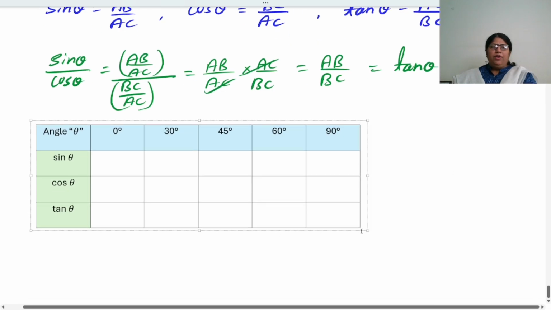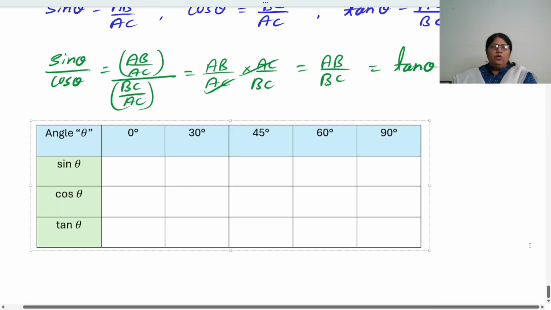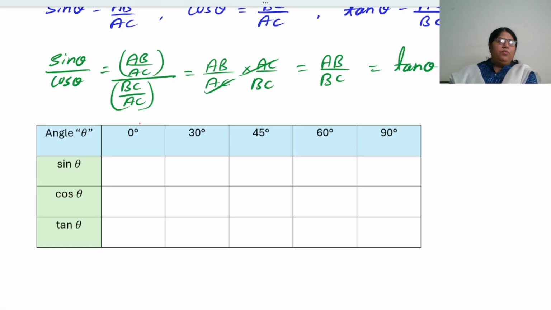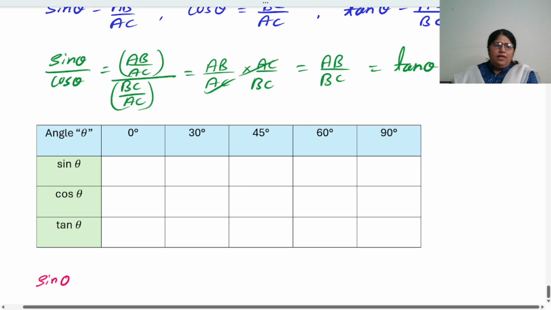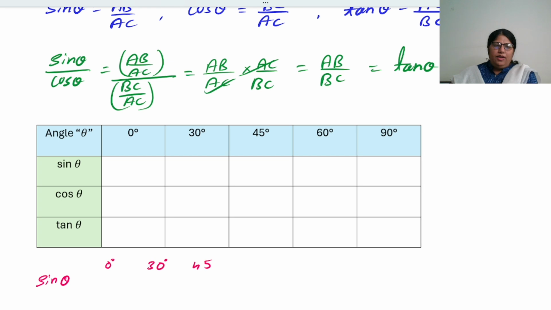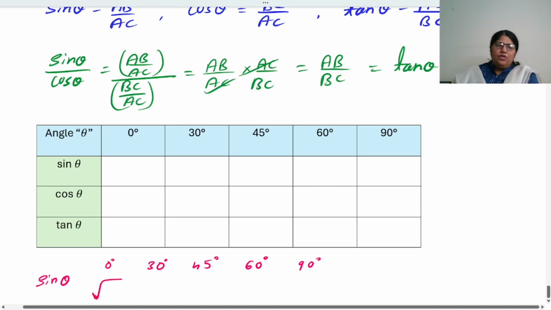Now this is my tabular form. I have not written cosec, sec and cot here because those are reciprocals of these three ratios. Now I'll tell you a trick to remember, because we already got the values. Remember sine here: sine theta for 0 degrees, 30 degrees, 45 degrees, 60 degrees and 90 degrees. I can write the first value as 0 by 4, because it's 0.